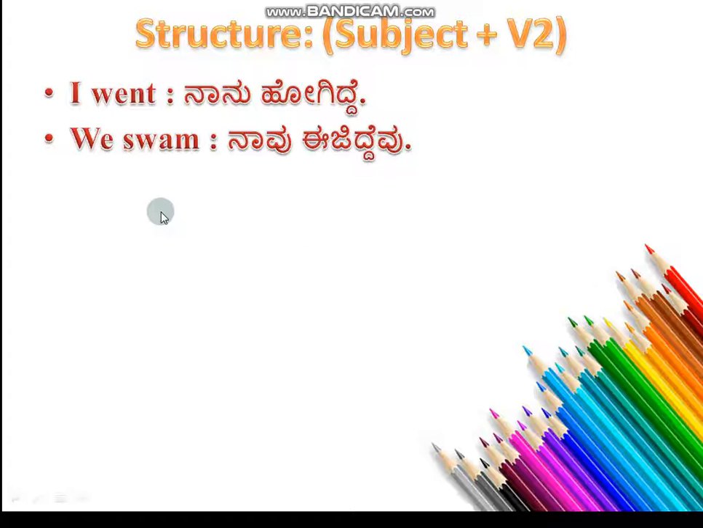Okay? So the next sentence is "We swam." What is the present form of swam? Swim. Yes. Swim becomes swam. That's why "we swam." ನಾವು ಈಜಿದ್ದೆವು.